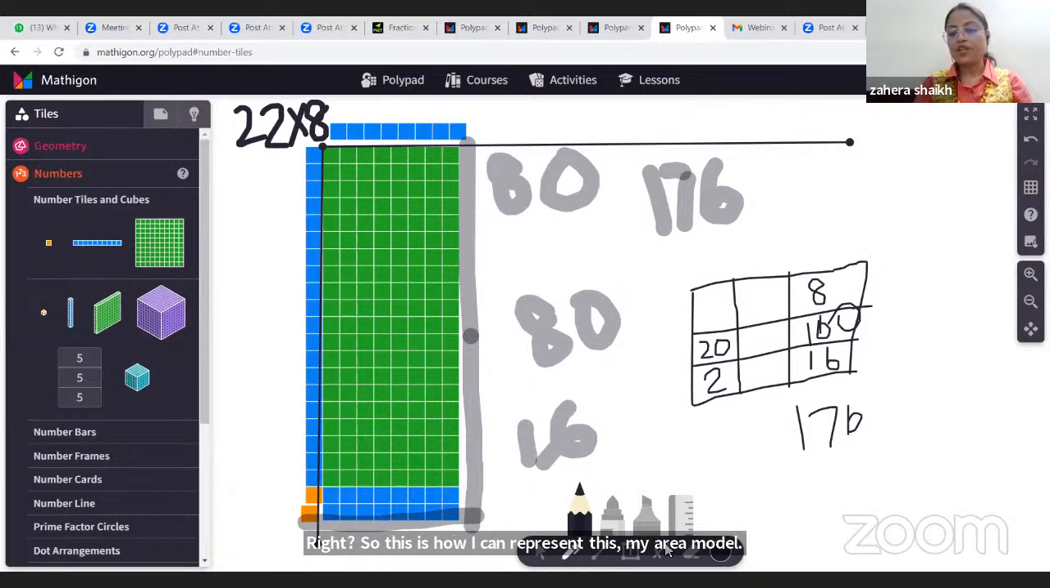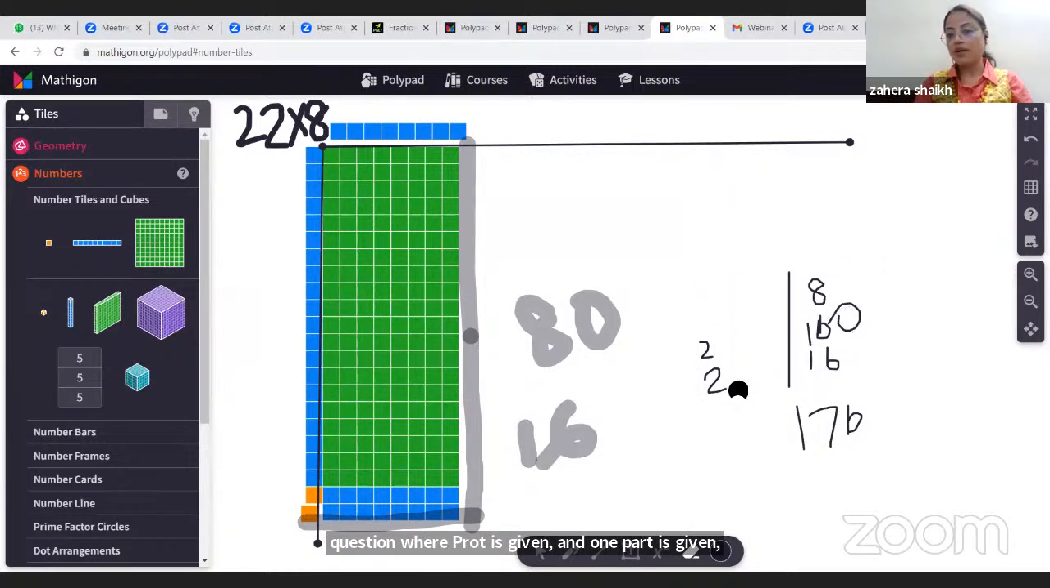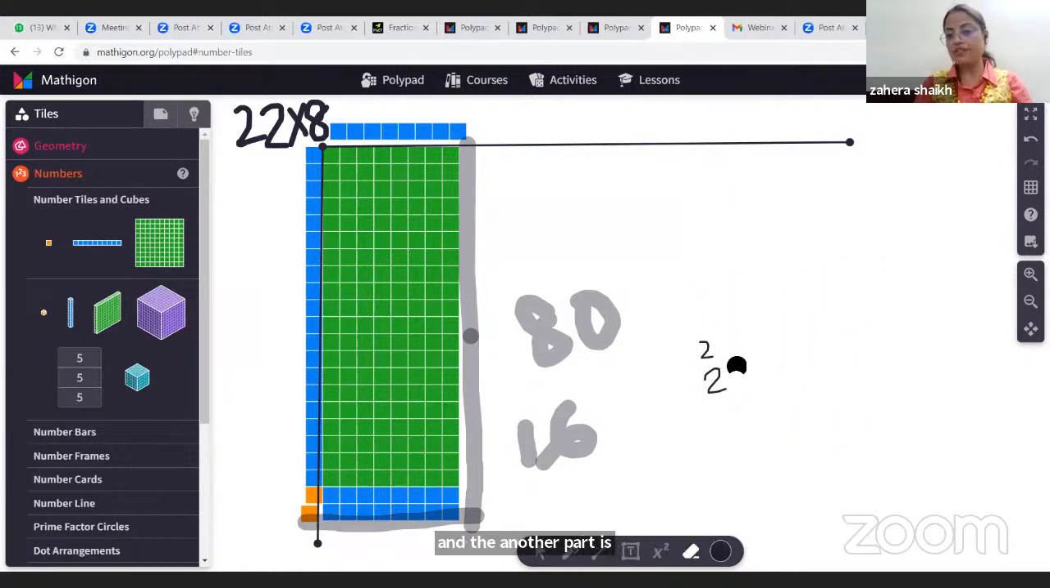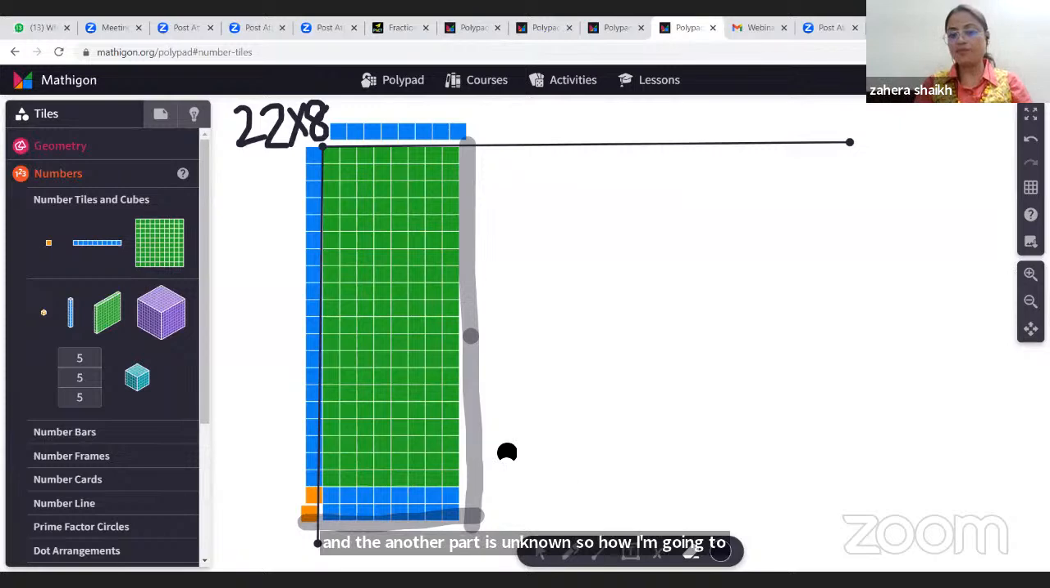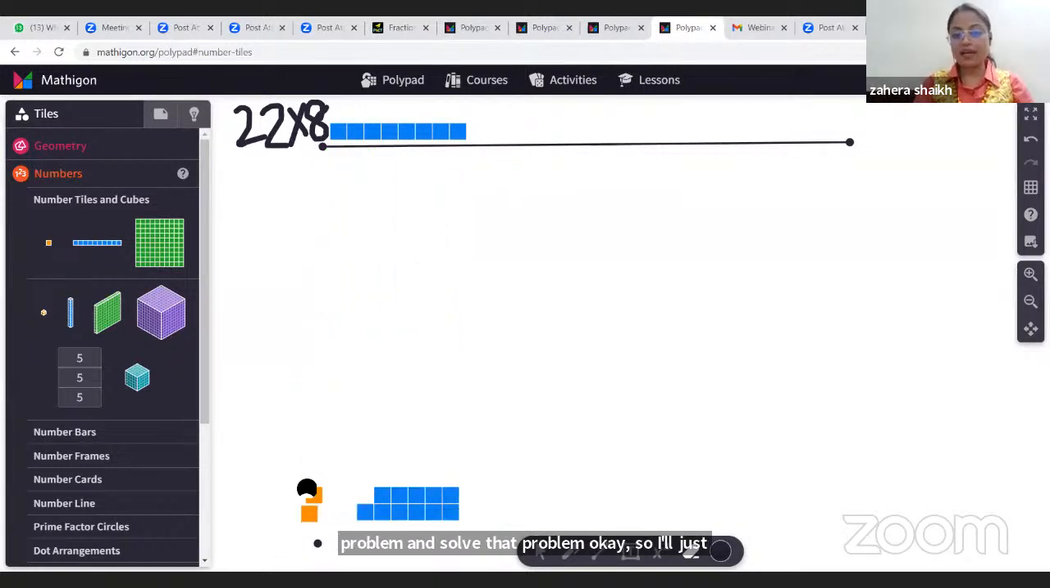So this is where your product is unknown. But if you have a question where the product is given and one part is given and the other part is unknown, how am I going to represent or use this manipulative to understand and solve that problem? So I'll just take another example.